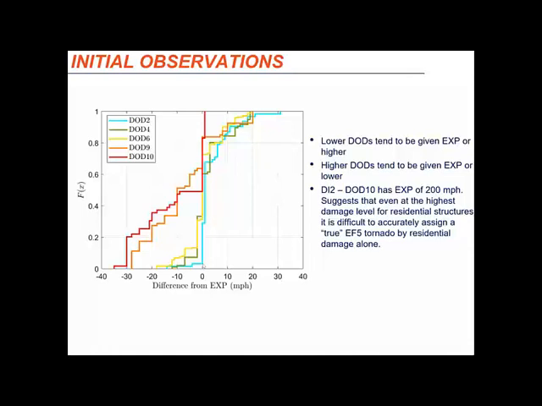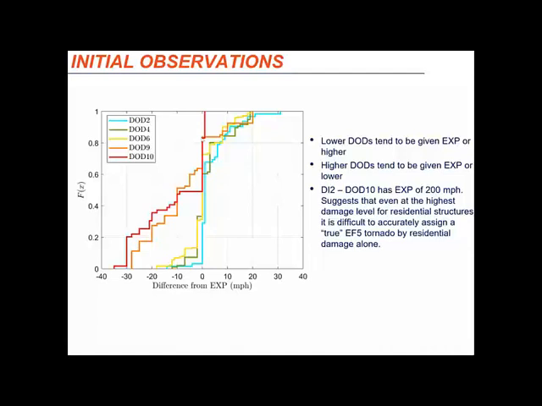In higher DODs, things tend to be a little bit different. So for example, DOD 9, 80+% are rated either the expected value or lower. And so that's a function of the DOD. Another thing, which shouldn't be a surprise to anyone, is that the expected value, which seems to be a preferred wind speed rating for DI2 DOD 10, is 200. And so that puts it right at the threshold of EF4 and EF5.